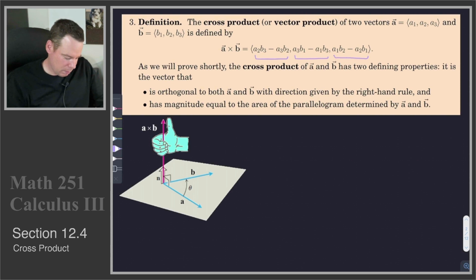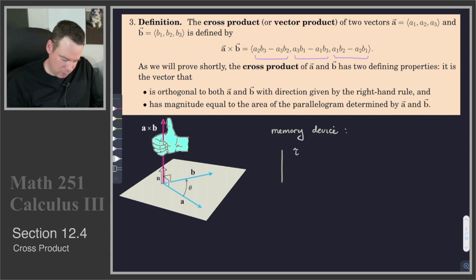There's a nice memory device for remembering this formula, and it is in terms of determinants. So what is our memory device for the cross product?